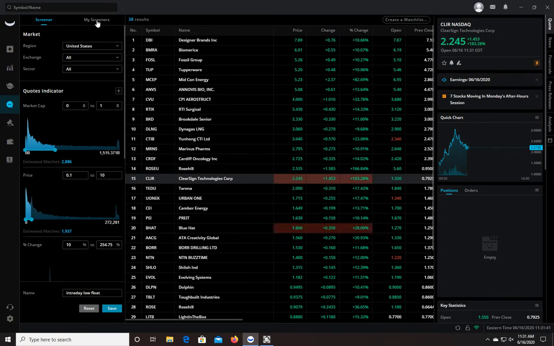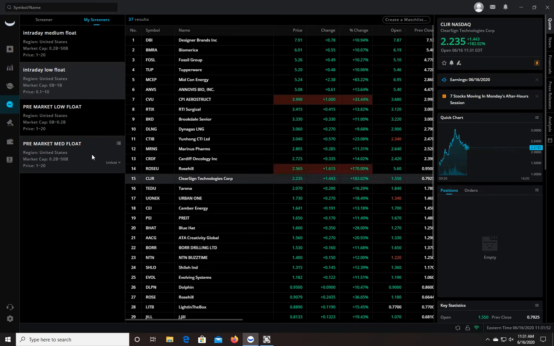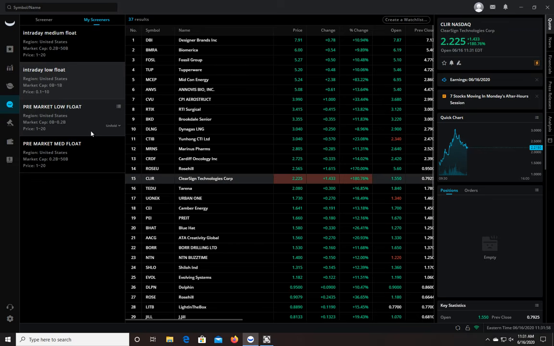So I'm going to go back to my screeners, and these are really the only screeners that I use right now. I have been tweaking them a little bit, but they seem to work pretty well. Some things you might want to adjust are your price range and things like that to fit your account and your risk management style.